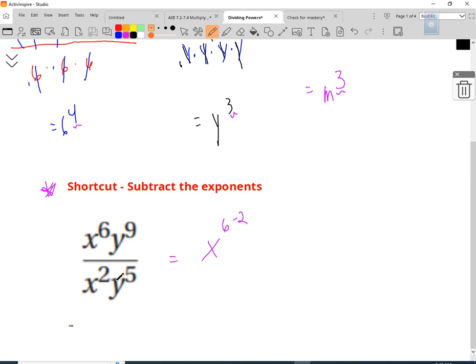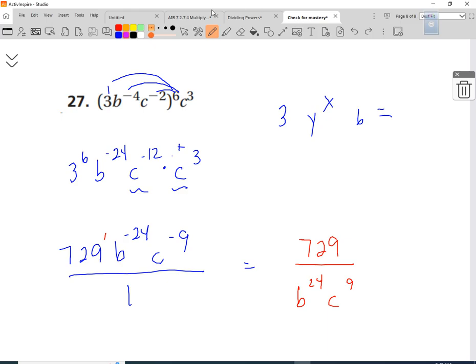So x to the 6 minus 2, y to the 9 minus 5. So that simplifies to x to the fourth, y to the fourth. Someone asked in first period, will they always have the same exponent? No, they won't. It just happened to be that we divided and the exponents happened to both be 4. Does that make sense? Everybody caught up with me? Okay, I think from here.